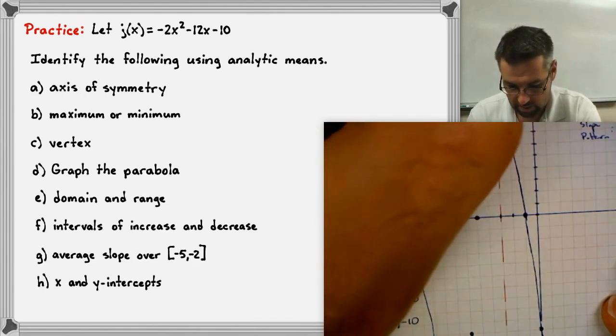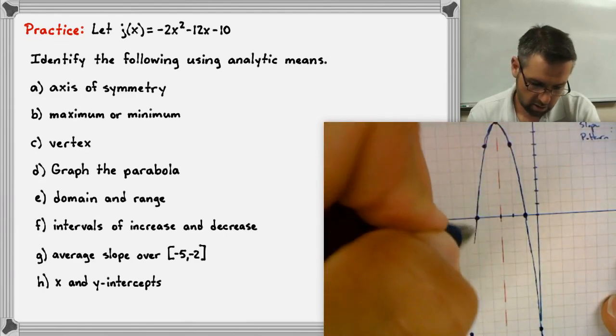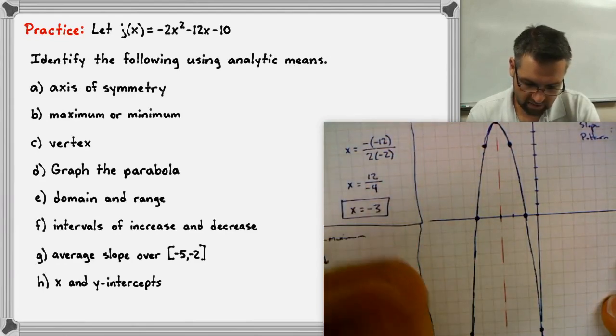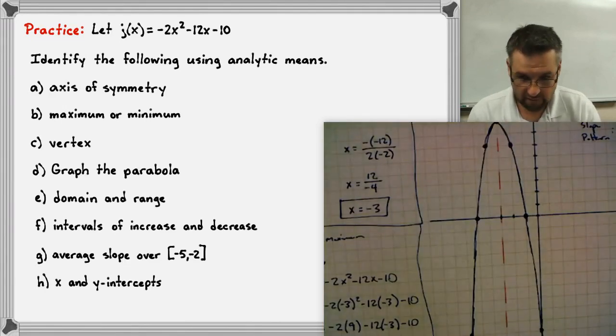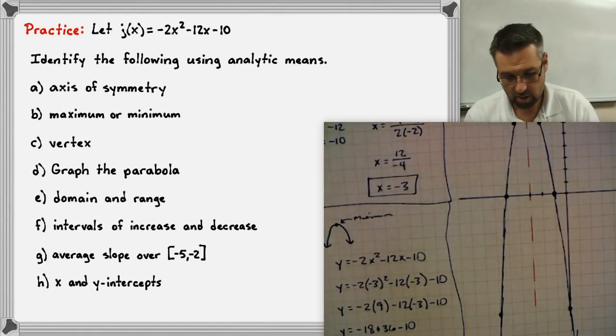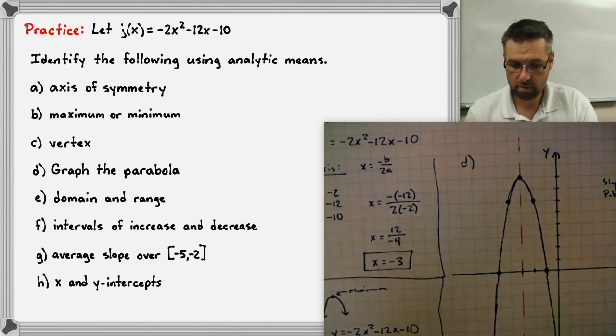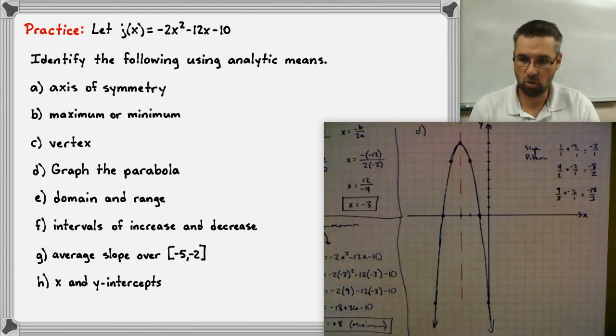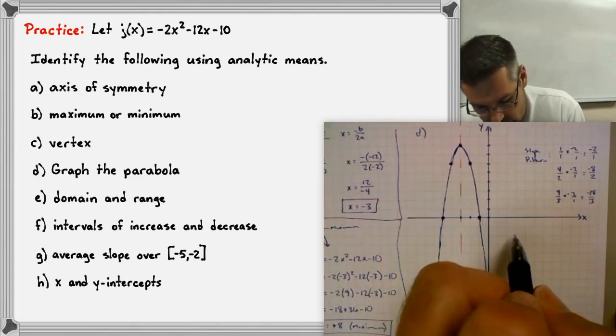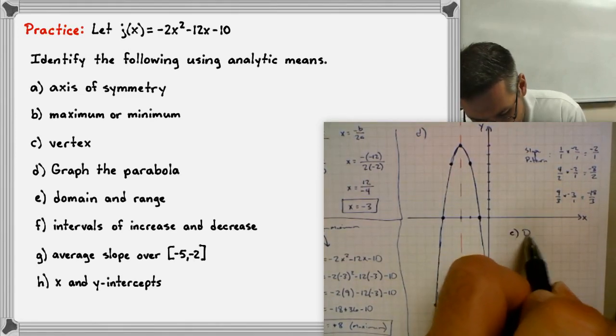And again, it's not about how perfect your parabola looks. What is important is that you identify your key points, okay? Now, that is our graph. That's great. That was part D. Part E, let's see here. Zoom out here so you can see that graph as a whole. Part E said, what is the domain and the range?